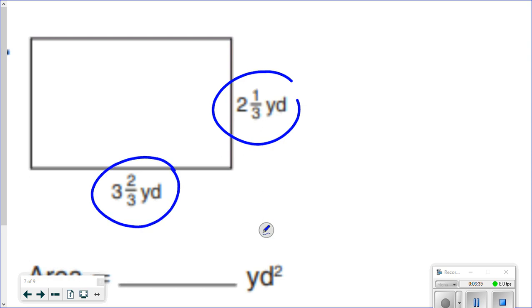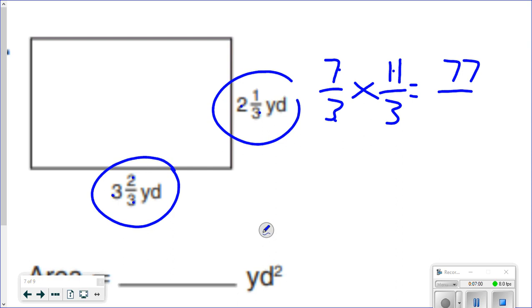I'm going to set them up nice. So I'm going to go 3 times 2 plus 1, which is 7 over 3. I'm going to multiply that by 3 times 3 is 9 plus 2 is 11 over 3. Once again, we can't cross reduce at all because 7 and 3 don't cross reduce and 11 and 3 don't cross reduce. But 7 times 11 is 77. 3 times 3 is 9.